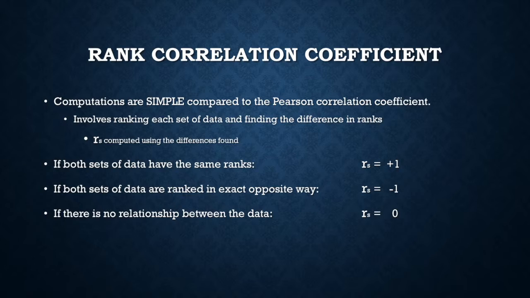The computations for the rank correlation coefficient are simple compared to the Pearson correlation coefficient. It involves ranking each set of data and finding the difference in ranks. RS is computed using the differences found. If both sets of data have the same ranks, RS equals +1. If both sets of data are ranked in the exact opposite way, RS is equal to -1. And if there is no relationship between the data, RS is equal to 0.